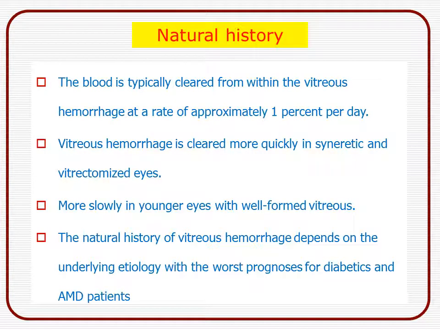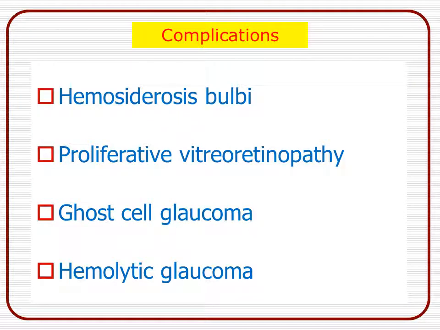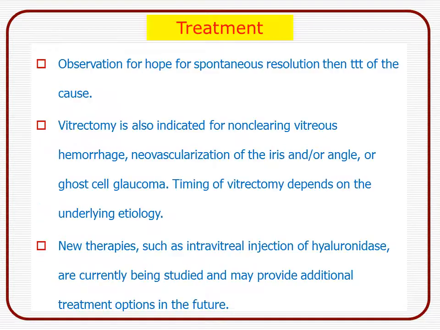The natural history: the blood is typically cleared from within the vitreous at a rate of approximately 1% per day. Vitreous hemorrhage is cleared more quickly in sclerotic and vitrectomized eyes, more slowly in younger eyes with well-formed vitreous. The natural history depends on the underlying etiology, with the worst prognosis for diabetics and AMD patients. Complications may be hemosiderosis bulbi, proliferative vitreoretinopathy, ghost cell glaucoma, and hemolytic glaucoma.